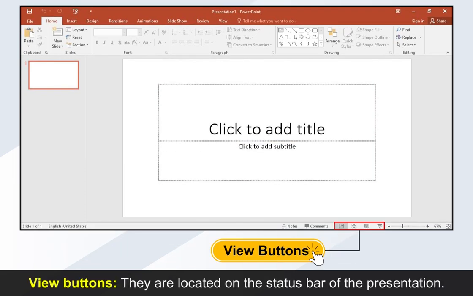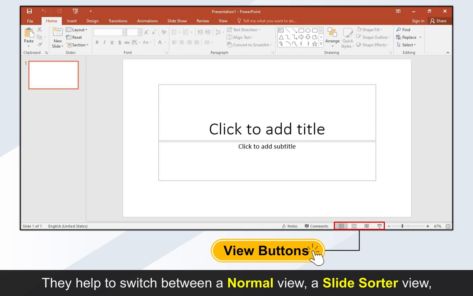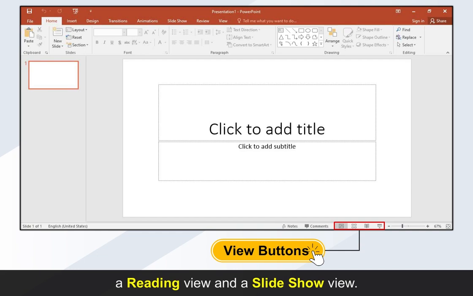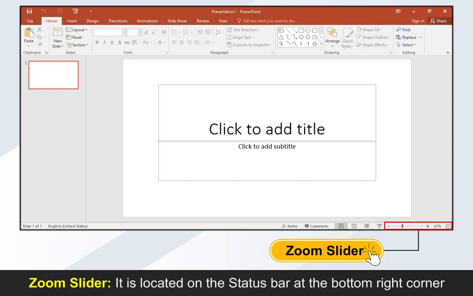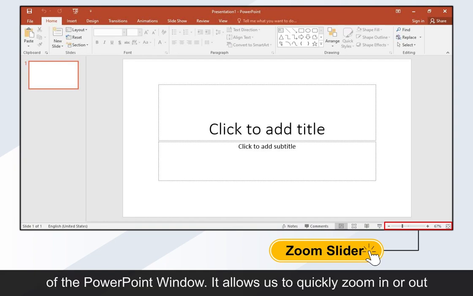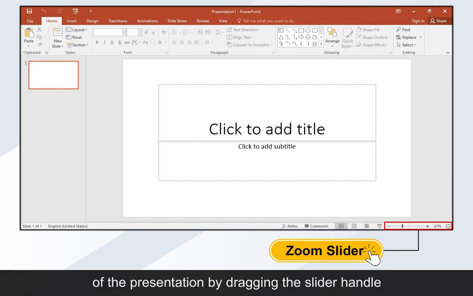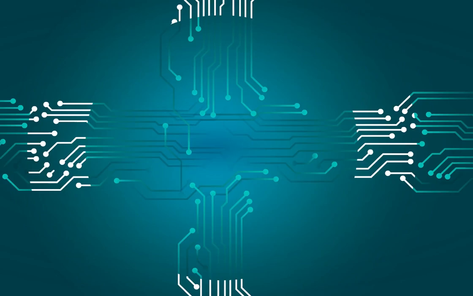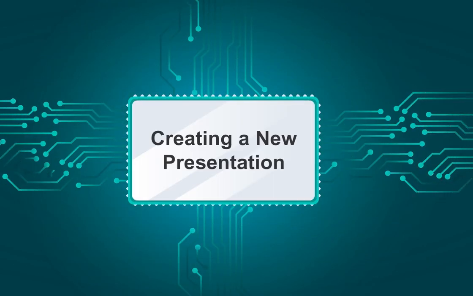View buttons. They are located on the status bar of the presentation. They help to switch between a normal view, a slide sorter view, a reading view, and a slideshow view. Zoom slider. It is located on the status bar at the bottom right corner of the PowerPoint window. It allows us to quickly zoom in or out of the presentation by dragging the slider handle or clicking the plus and minus buttons.